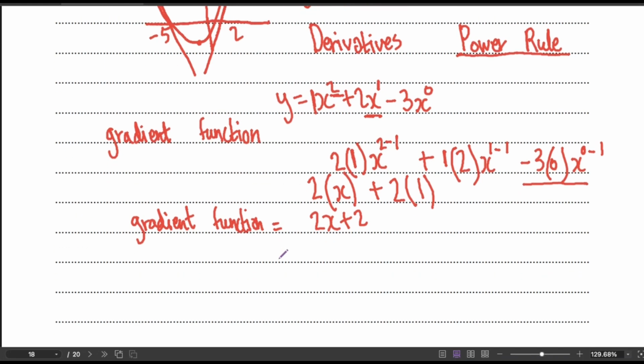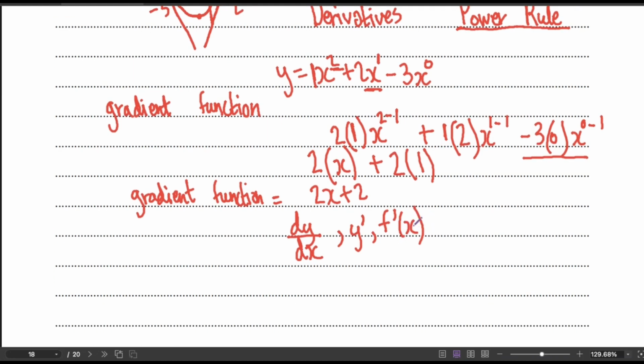But gradient function is a long word, and instead of saying that, we just say dy by dx. Or you'll see it written as y prime, or you might see it written as f prime of x. All of these mean exactly the same thing. This means take the derivative of the function that you have.